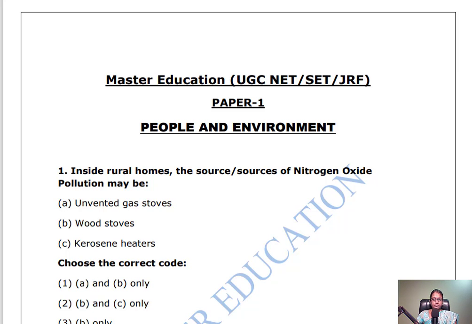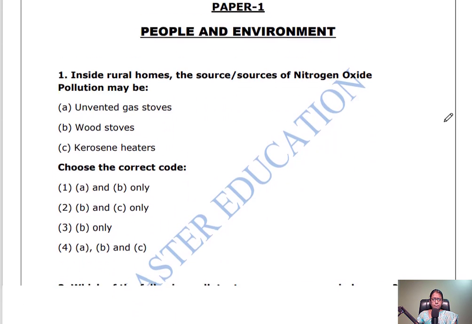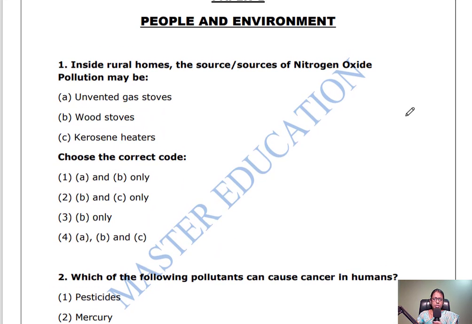Yes, let's go. The first question is, inside rural homes, the source or sources of nitrogen oxide pollution may be. Okay, so in the rural area, what they are doing is they are using unvented gas stoves. Unvented means there is no ventilation. Because of the no ventilation, the air is circulated inside the house. So this will create a source of pollution of nitrogen oxide.